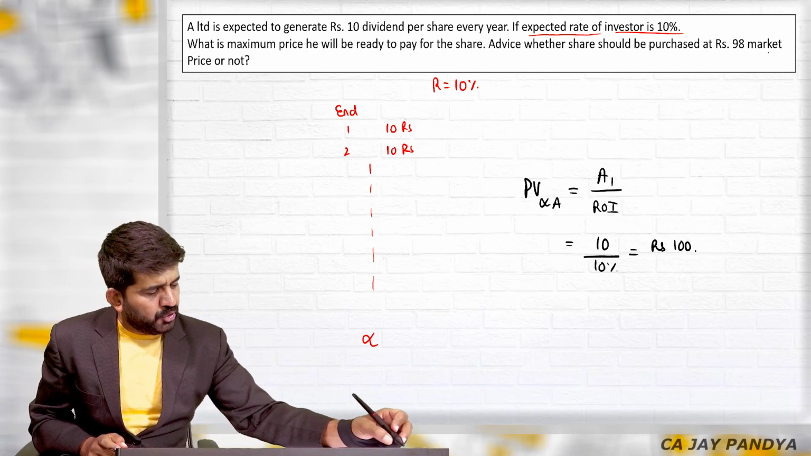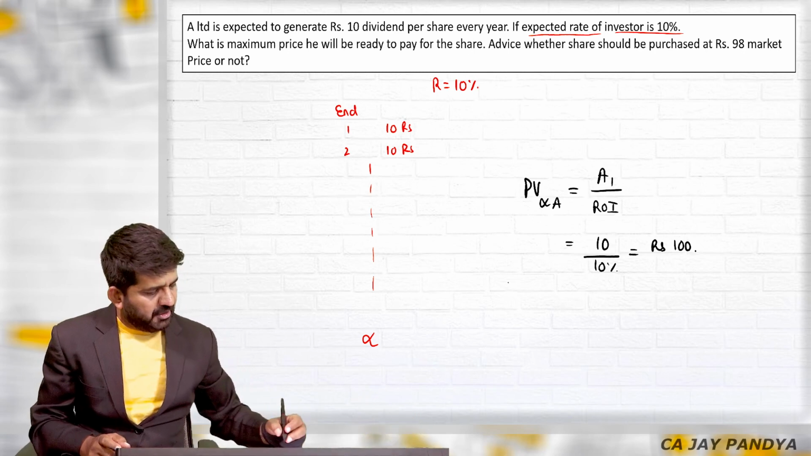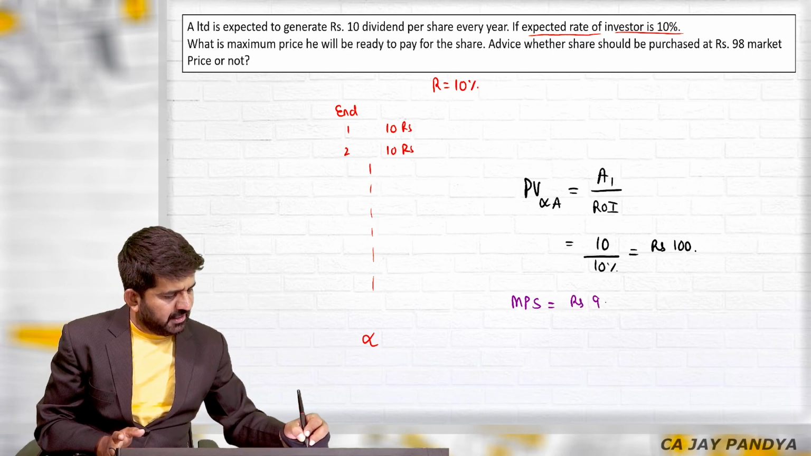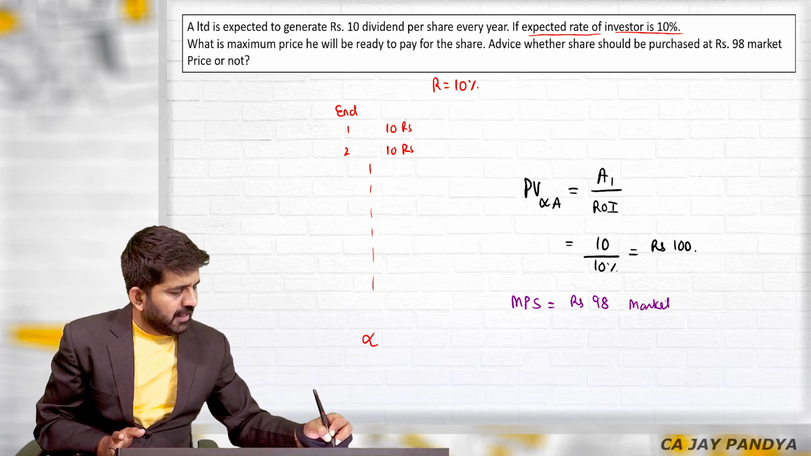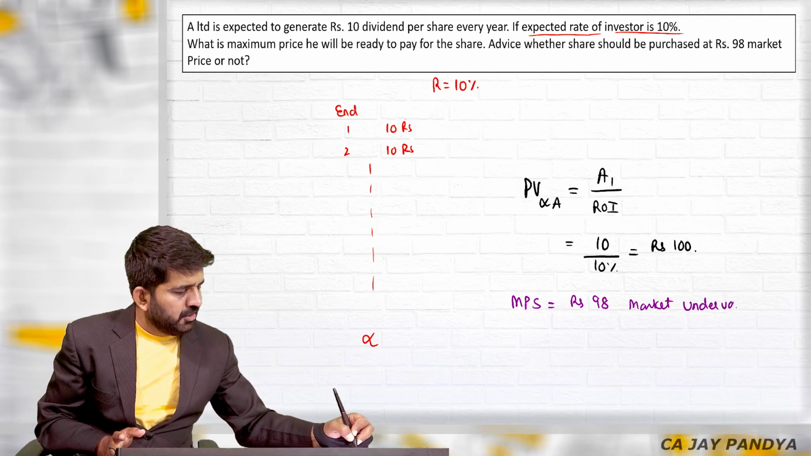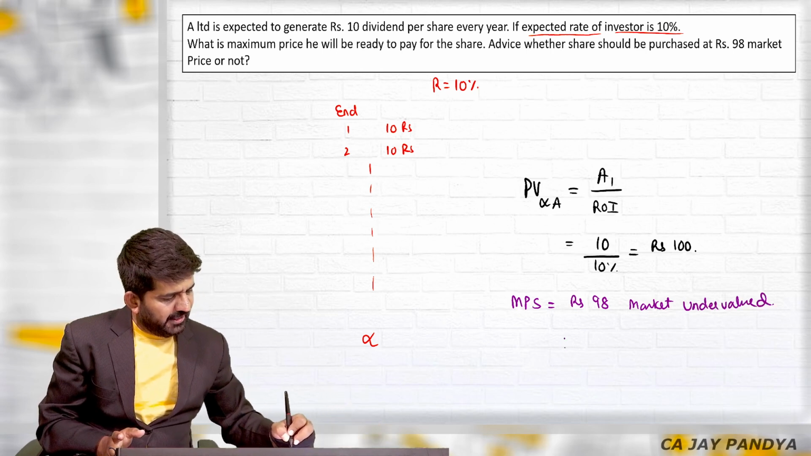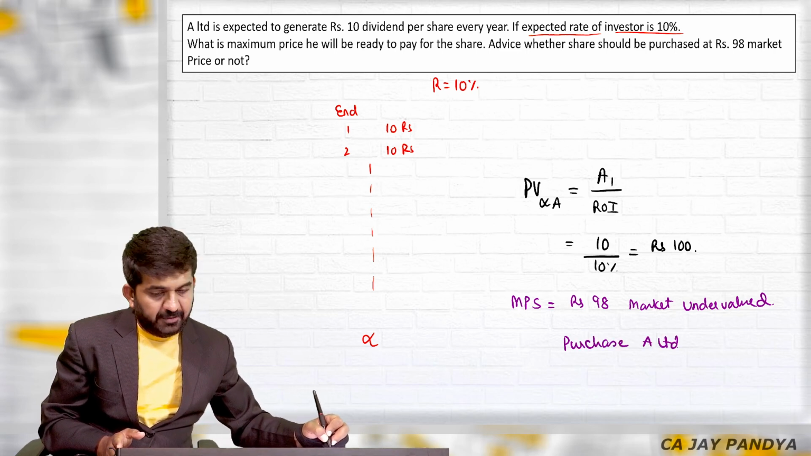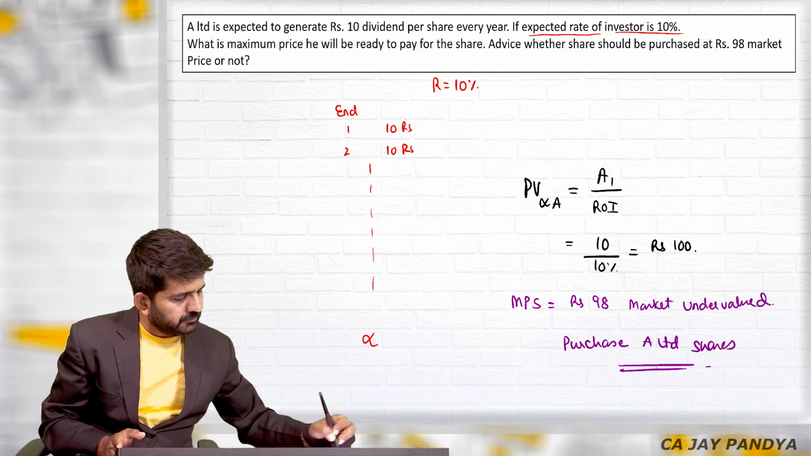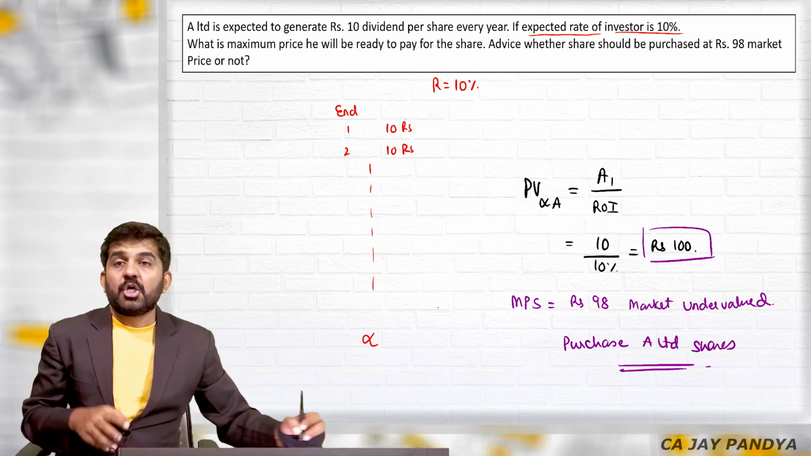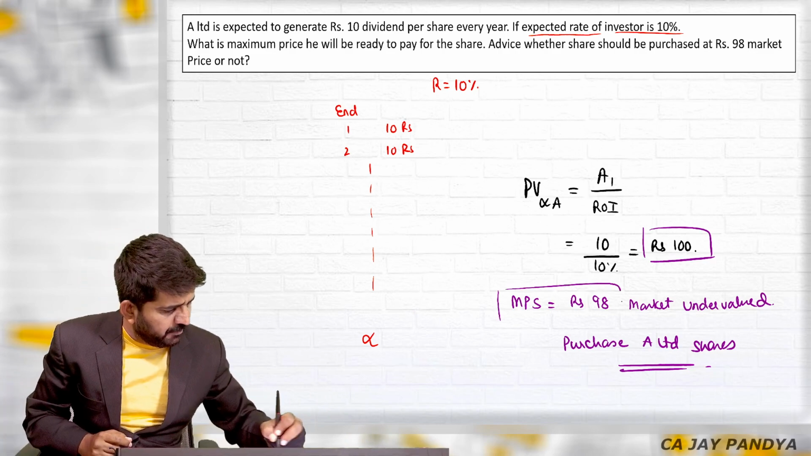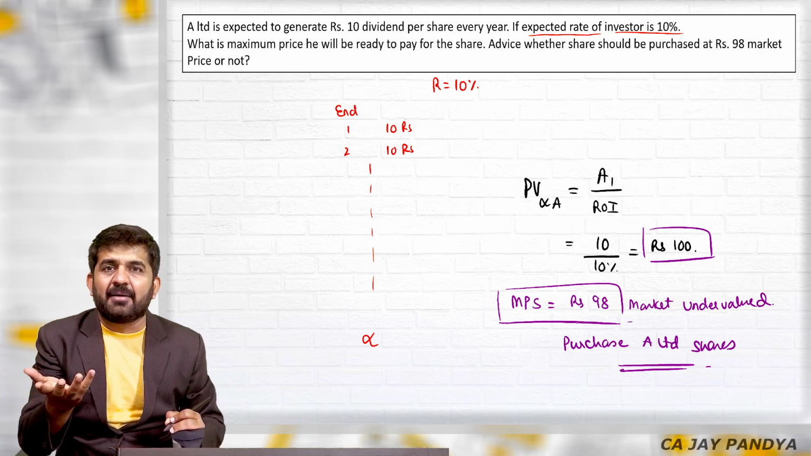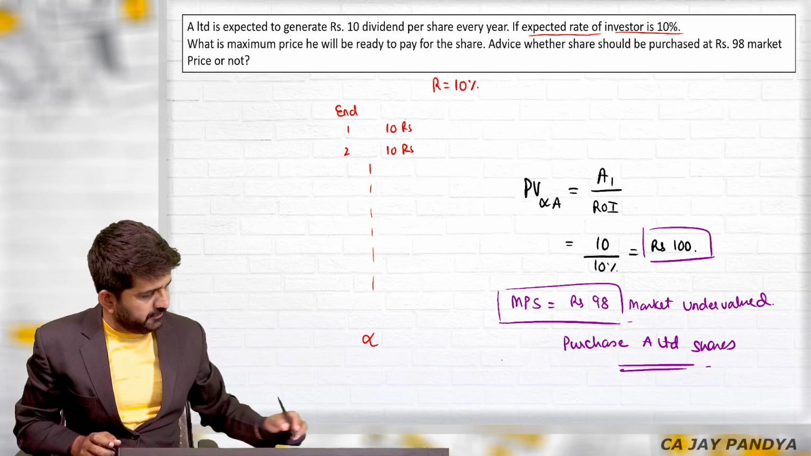Advise whether the share should be purchased at rupees 98 market price or not. So if market price of share is rupees 98, market has undervalued and hence you should purchase A Limited shares. You need to compare my valuation in finance with market valuation in finance. मार्केट में सस्ता मिल रहा है, I'll purchase it. मार्केट में महंगा मिल रहा है, I'll sell it or I'll not purchase it.